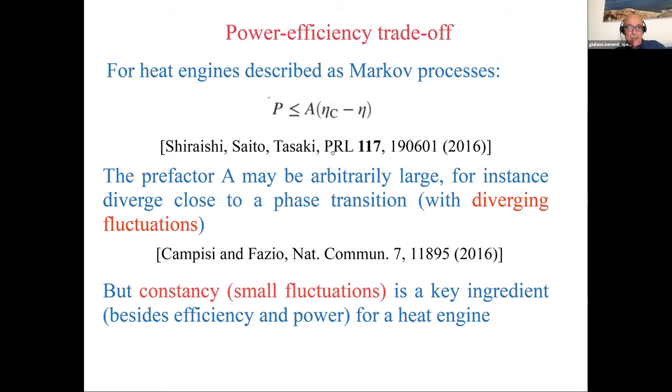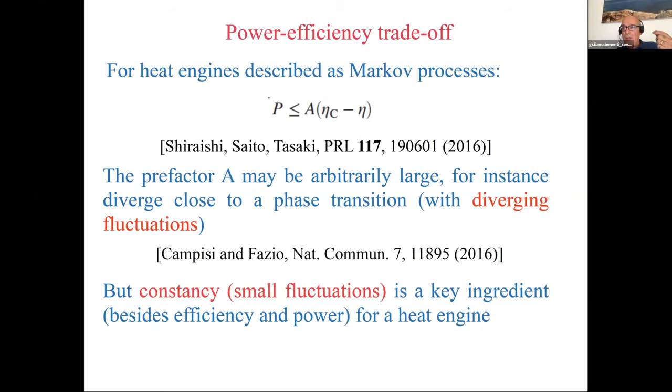And indeed, there was a result for systems described as Markov processes that tells you that the power is less or equal than some prefactor times the difference between Carnot efficiency and the efficiency that you achieve. So this tells you that when you approach Carnot efficiency, power goes to zero. The problem is that this prefactor is not a universal number, but is system dependent. So in principle, you have systems like the one considered by Campisi and Fazio, where you approach a phase transition and this prefactor diverges. So power is not bounded to go to zero.